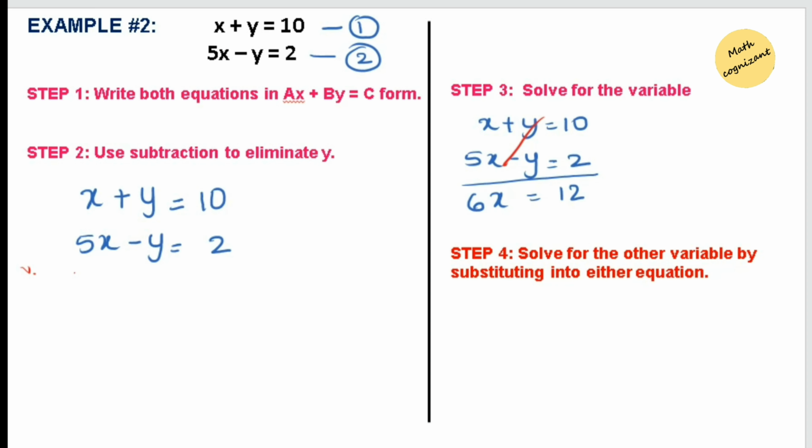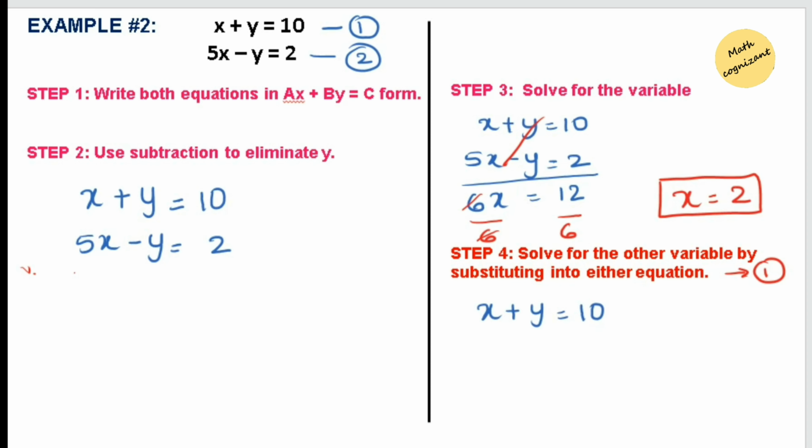This is a multiplication equation. Now we need to divide by 6. That's the inverse operation. So 6 and 6 get canceled. It's left with x equals 12 divided by 6, which is 2. Now substitute the value 2 in the first equation. So we have x plus y equals 10. In place of x, we'll write 2. 2 plus y equals 10.